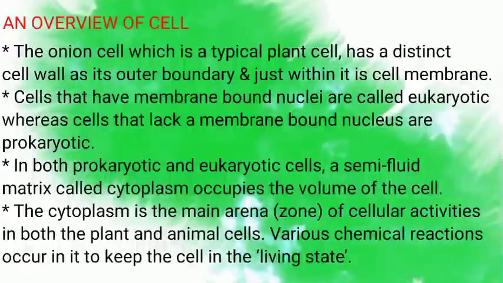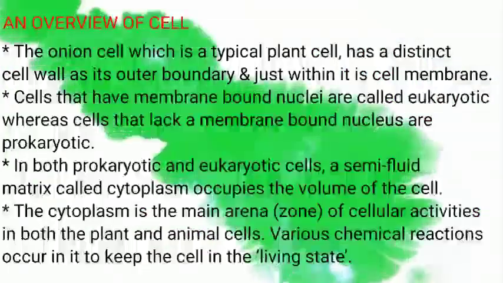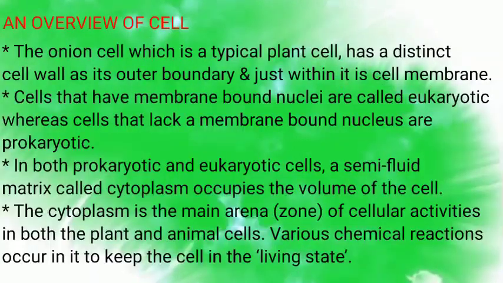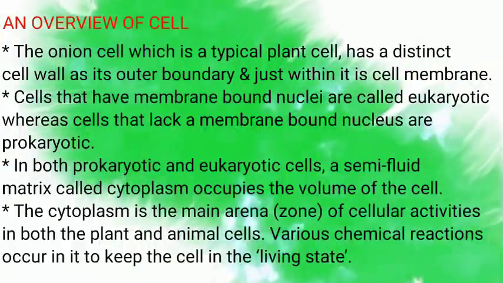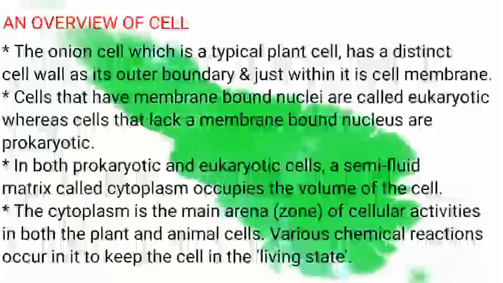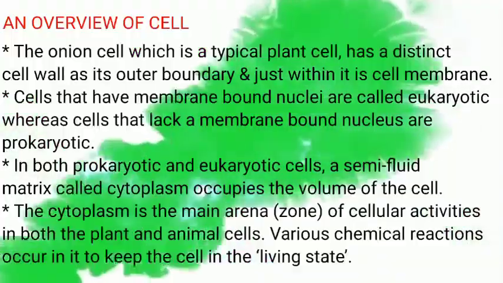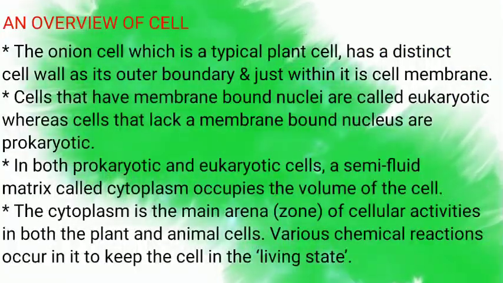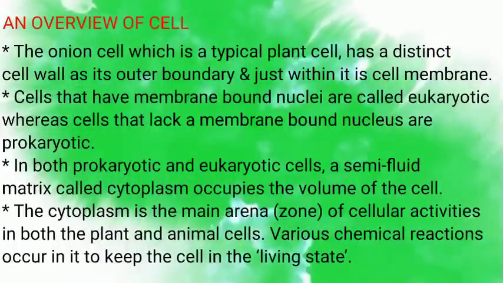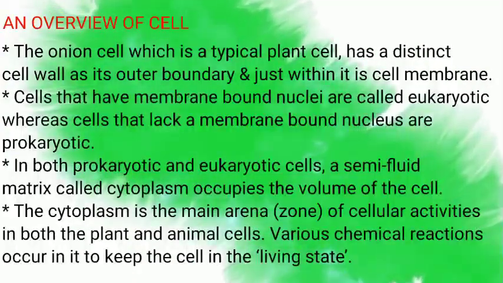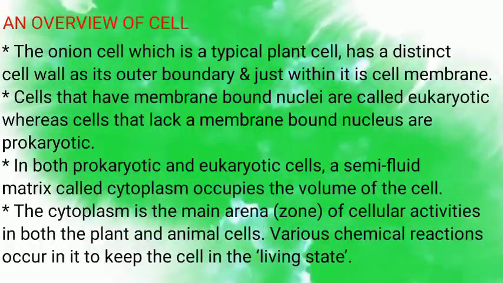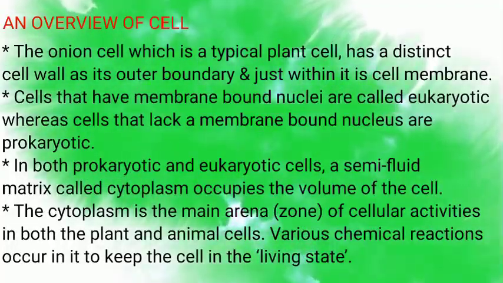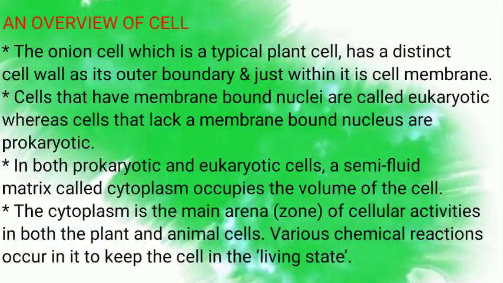An overview of cell. The onion cell, which is a typical plant cell, has a distinct cell wall as its outer boundary, and just within it is the cell membrane. Cells that have membrane bound nuclei are called eukaryotic cells, whereas cells that lack a membrane bound nucleus are called prokaryotic cells. In both prokaryotic and eukaryotic cells, a semi-fluid matrix called cytoplasm occupies the volume of the cell.